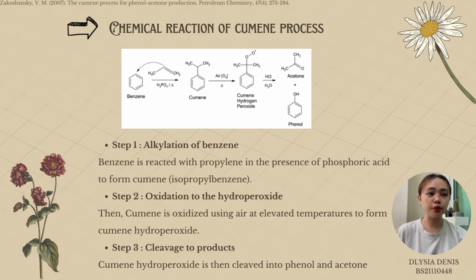The chemical reaction of the cumene process involves three steps. Step 1, alkylation of benzene, is where benzene is reacted with propylene in the presence of phosphoric acid to form cumene. Then step 2, oxidation to the hydroperoxide, is where cumene is oxidized using air at elevated temperatures to form cumene hydroperoxide. Then the last step, cleavage to products, is where cumene hydroperoxide is cleaved into phenol and acetone as the final products.